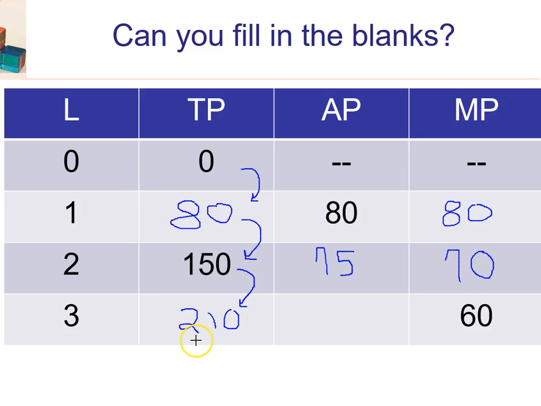What's your average productivity? Three workers, making a total of 210. We'll just divide that by 3, for an average of 70. That's each of the blanks filled in.